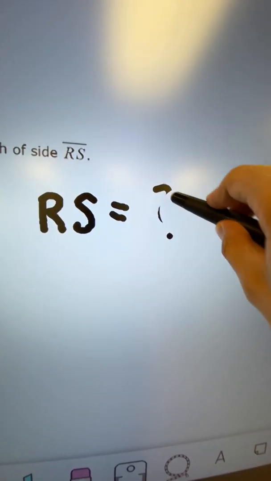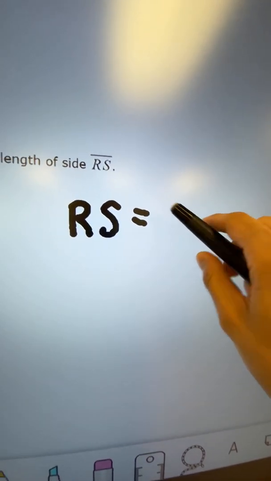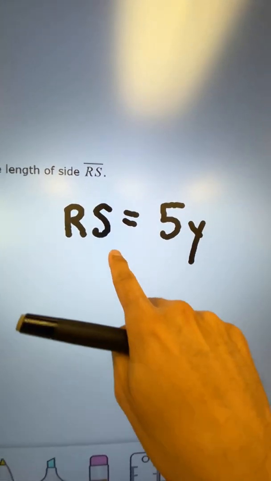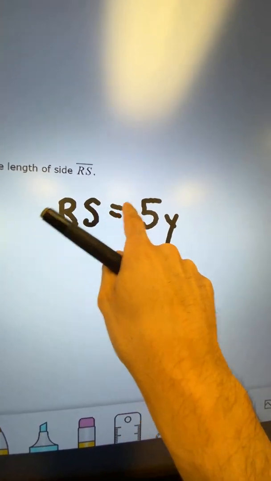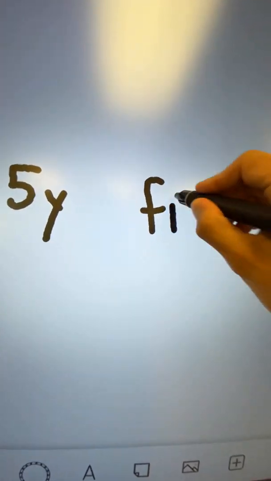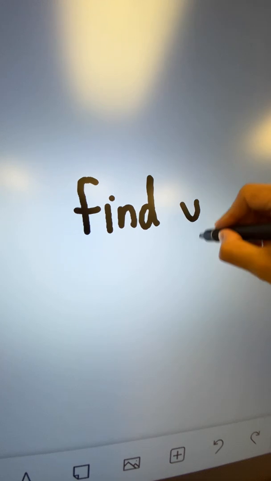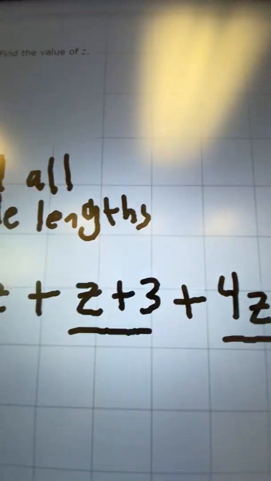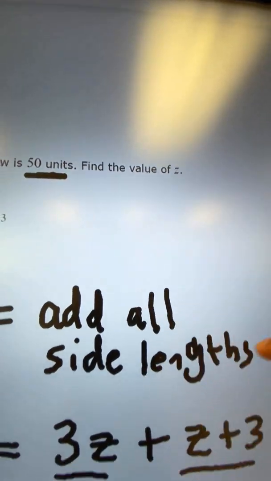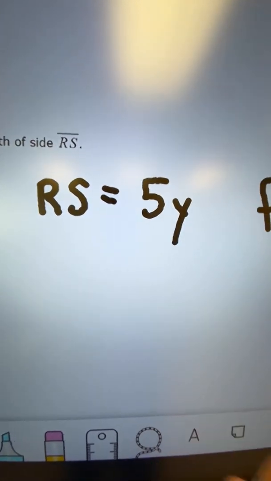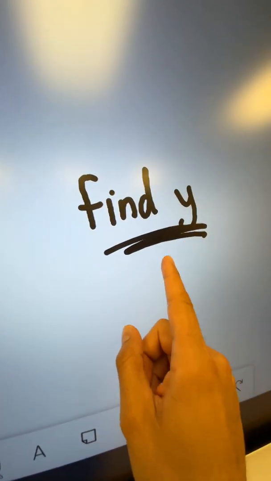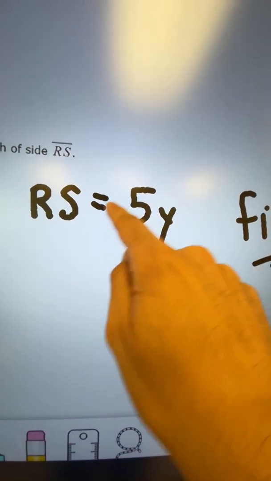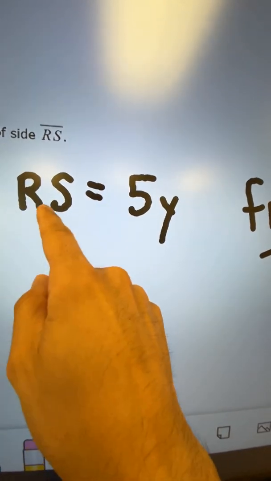And actually, instead of a question mark, we know the length of this side RS is represented right here by 5y. So notice, in order to answer this question, to figure out what RS is equal to, that lets me know that I have to find the value of y. So we've got to figure out how much y is. It's similar to the other one where they said find the value of z, for example. But the only difference is that now we have one extra step. Once you find the value of y, you have to take the answer, let's say y was 2, and put it in here, and that's going to let you know what the actual length is.